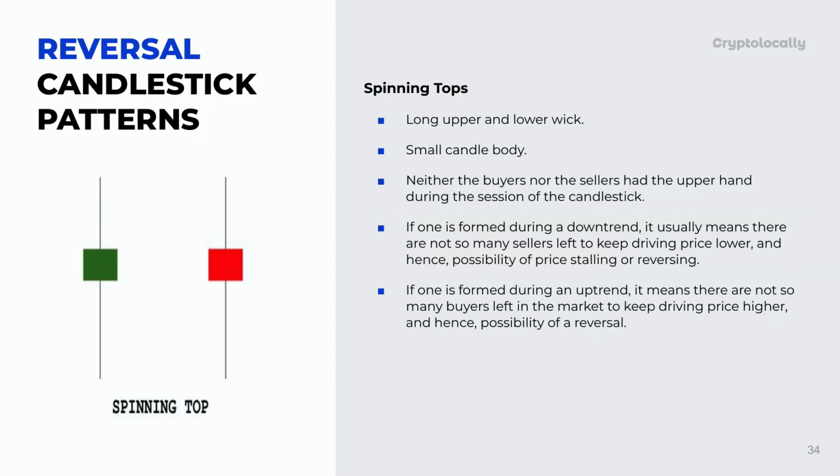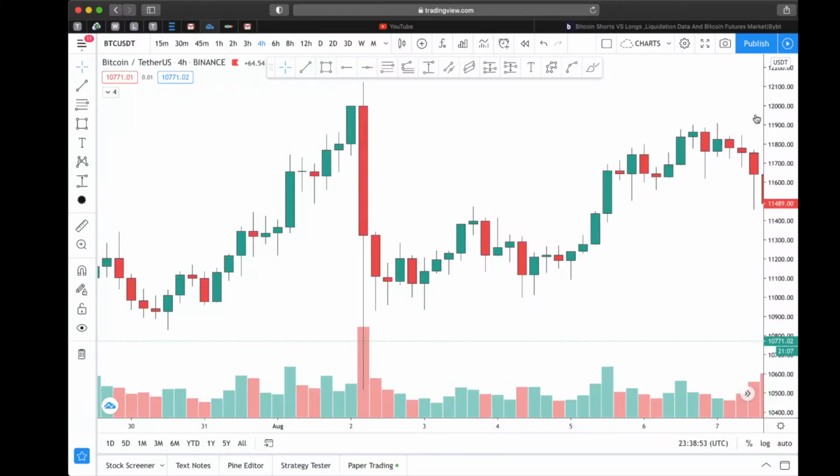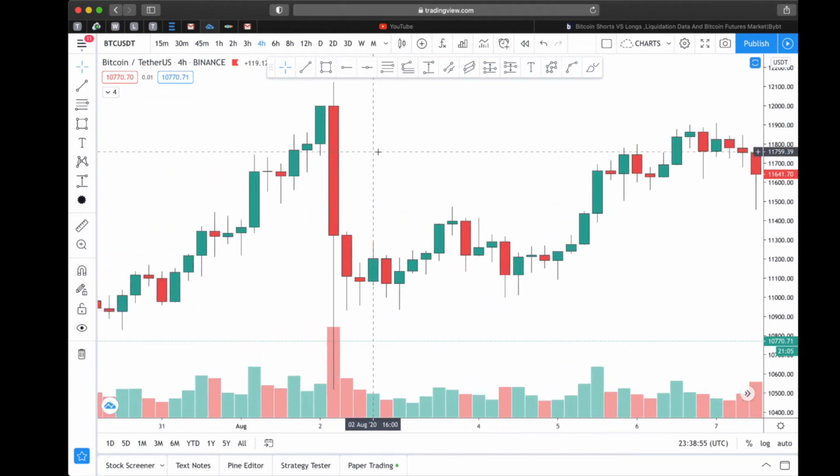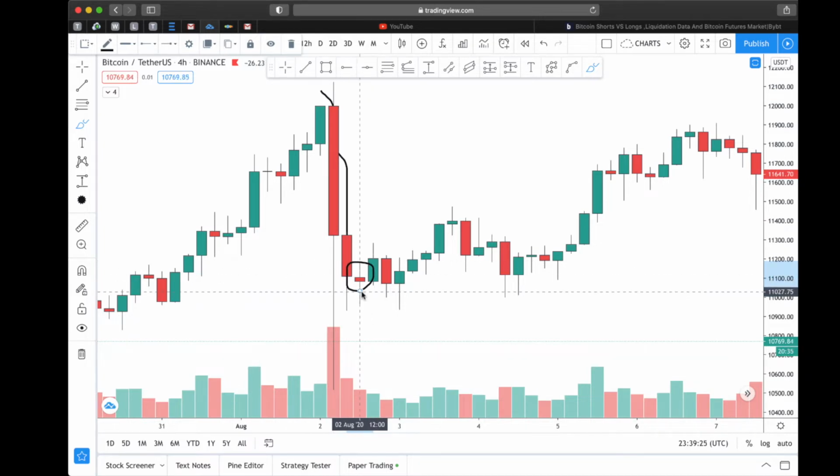So for example, let me show you in a real life scenario. This is a spinning top. So we have been having a downtrend from here to this place. But when we saw the spinning top here, it shows that the sellers are no more in the market to continue to push the price lower, to continue selling. So it shows that buyers are now entering the market, which most likely will bring a change of trend. And that's what we are seeing here. There was a downtrend. After the downtrend, there was an uptrend.